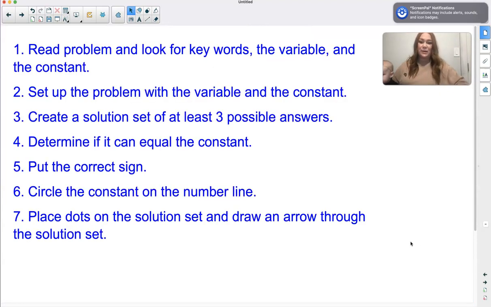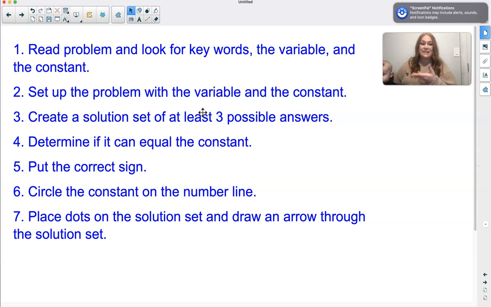The steps we are going to take is we're going to read our problem, look for the keywords we just talked about. We're going to identify the variable we want to use, the constant, so the number we're comparing. We're going to set up our problem with our variable, then our constant, and we're going to create that solution set. These are some answers that it could be, and we're going to do at least 3. You can do more, but you have to do at least 3 to check your work here. And then determine if it can equal the constant. Can it be that thing?